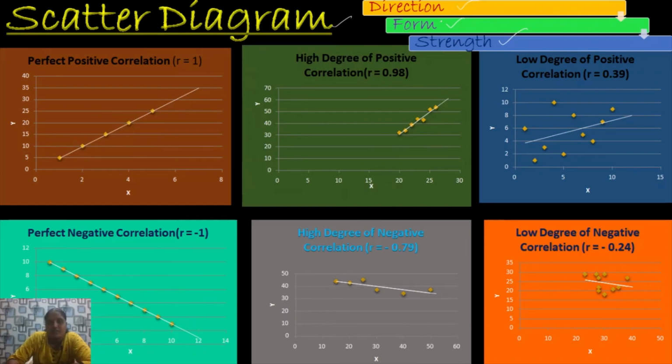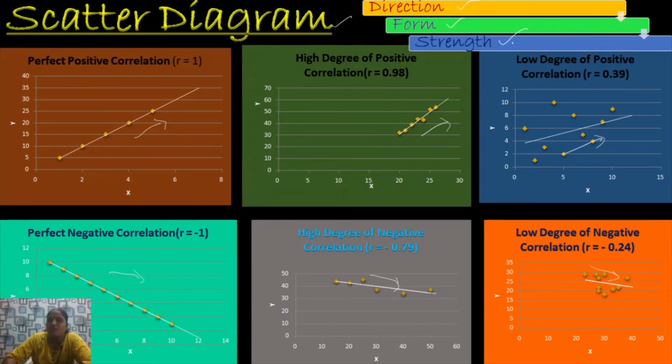Direction. Direction in the sense that if it is upward movement, here in the first three cases there is an upward movement of the straight line. So, there exists a positive relationship between the two variables. Here there is a downward movement of the points. So, there is a negative relationship between the two variables.